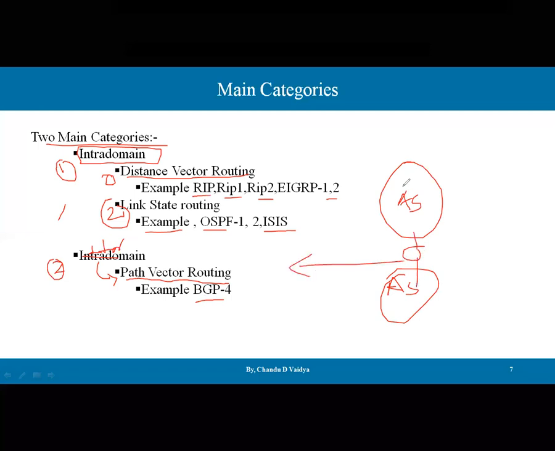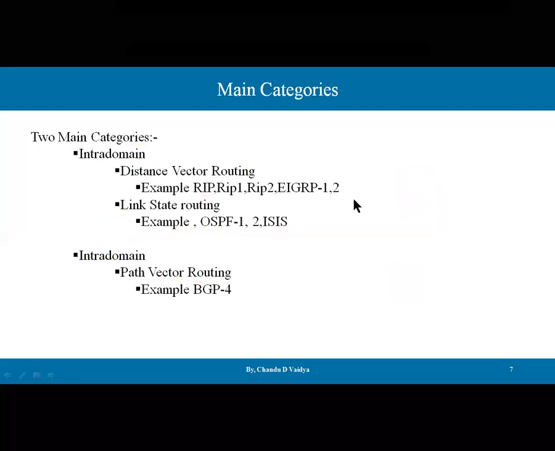Within a domain, RIP and OSPF are available. OSPF handles an autonomous system thoroughly, while RIP is a simple protocol with only 15 hops of extending capacity, so it is not that scalable. So these are the main categories of routing algorithms, guys.